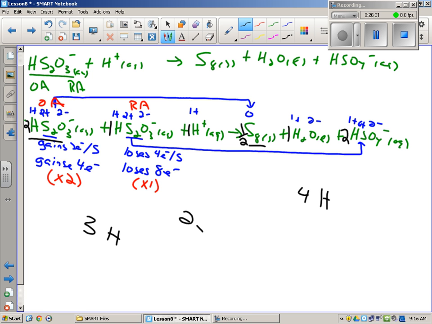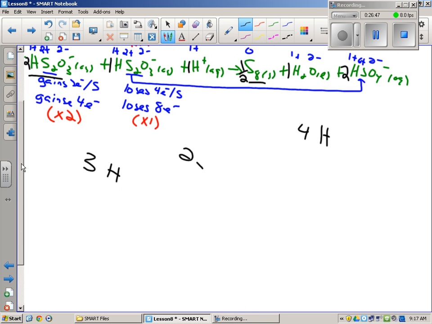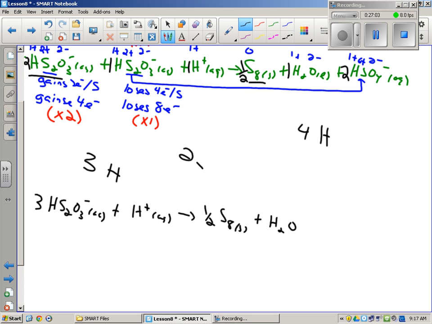Hey? Now, we're not done yet though, okay? We're not done because we probably need to simplify this a little bit. Look, we got 2 here and 1 here. We need to get those together, okay? You're not going to see any chemical equation like this. So let's just rewrite this here a little bit. We're going to do 3 HS2O3 minuses and 1 hydrogen ion gives me a half of an S8 and a water and 2 HSO4 minuses. Okay?